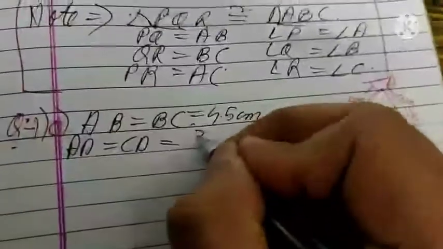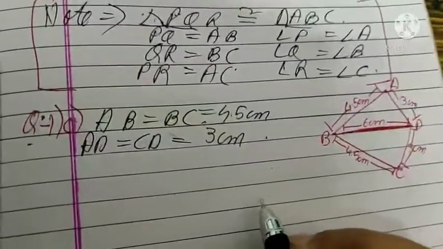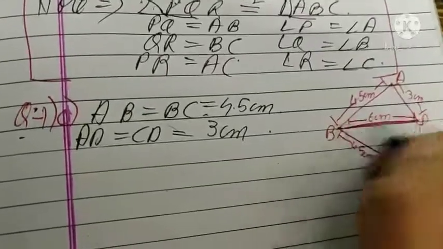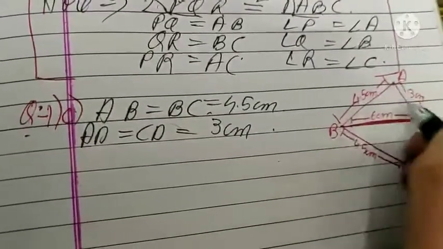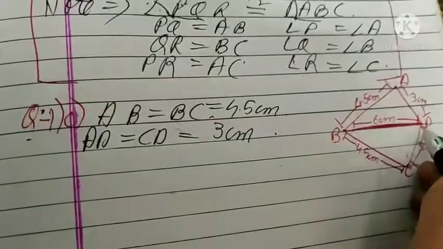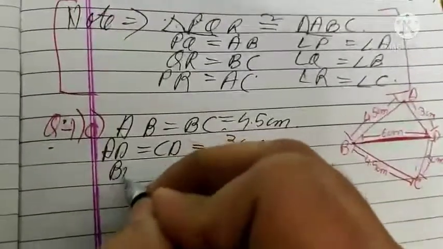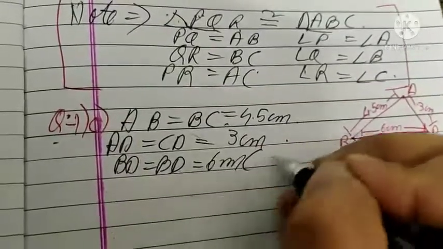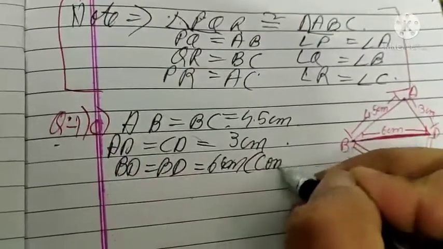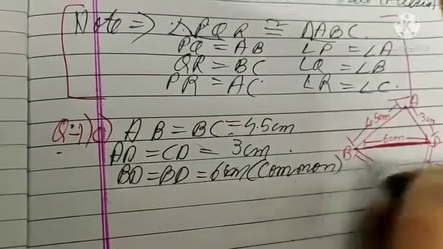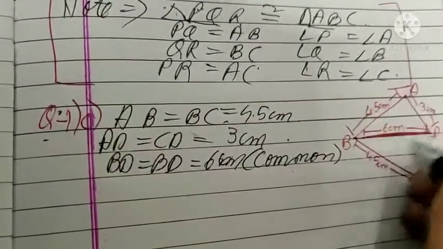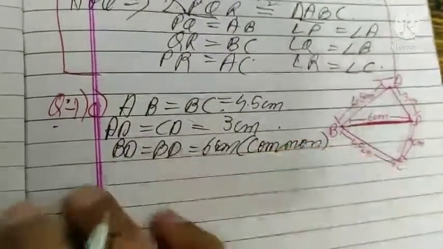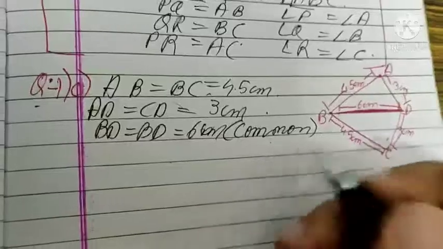Both are 3 centimeters. And in both triangles, this BD and BD are equal. This is a triangle and this is a triangle. This BD and BD is common and both are 6 centimeters. You can write it as 6 centimeters and common as well. This complete side lies in this triangle and this complete side lies in this triangle as well. So here BD equals BD, 6 centimeters.